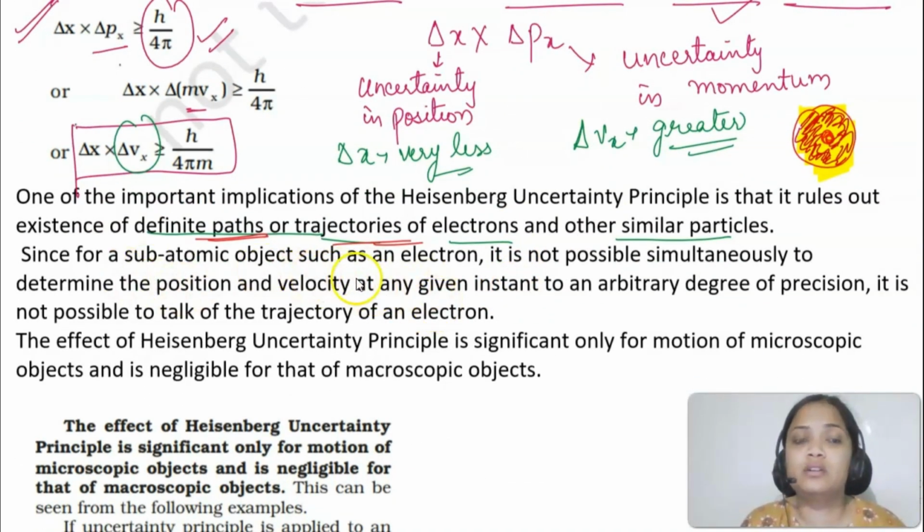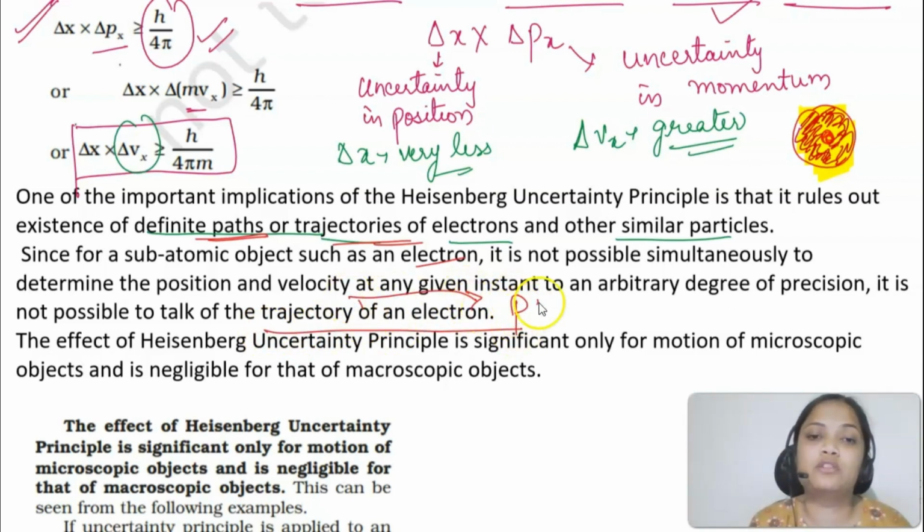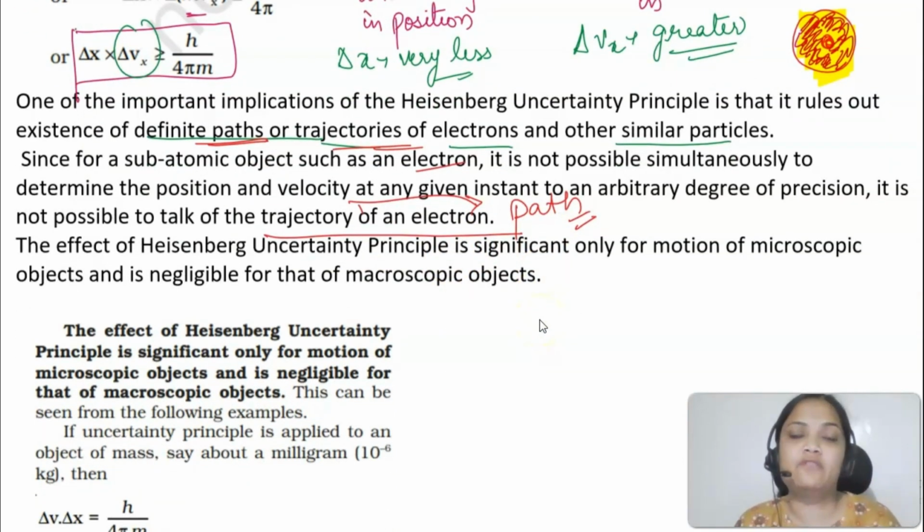For a subatomic object like an electron, it is not possible to determine the position and velocity at any given instant to an arbitrary degree of precision, meaning with accuracy we cannot do it. So it is not possible for us to talk about the trajectory or the path. Trajectory means path of the electron. And this effect of Heisenberg uncertainty principle is only significant for microscopic objects, not for macroscopic.